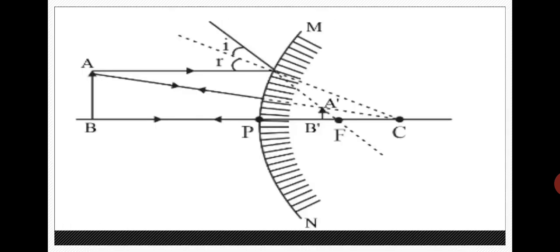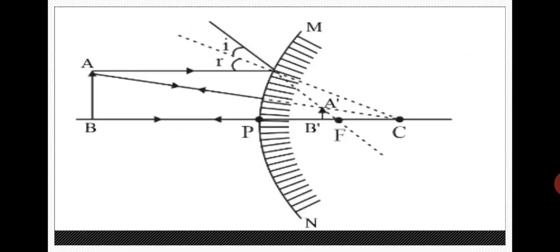So this is the ray diagram for the convex mirror. And always you know that any object which is placed in front of a convex mirror will be seen as a smaller object. That is, the image will always be smaller than the object, and it can be seen only on the mirror.